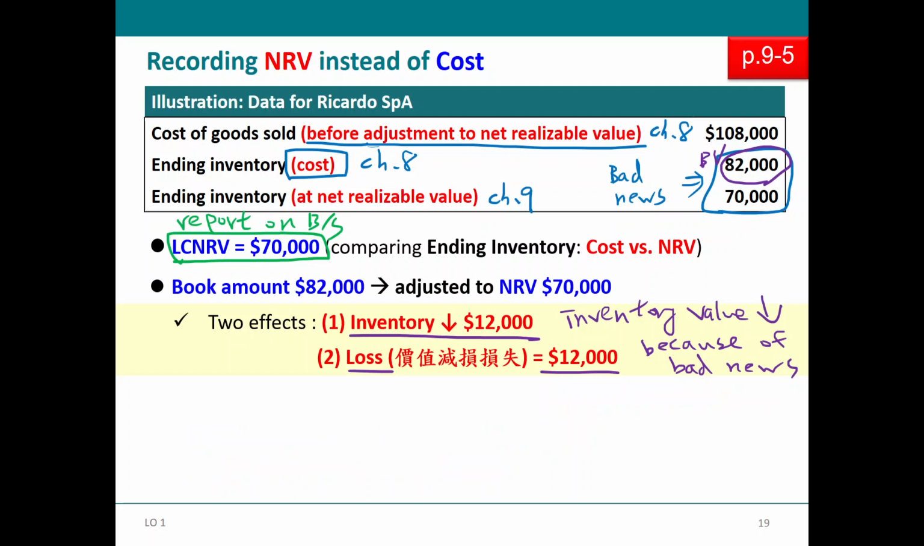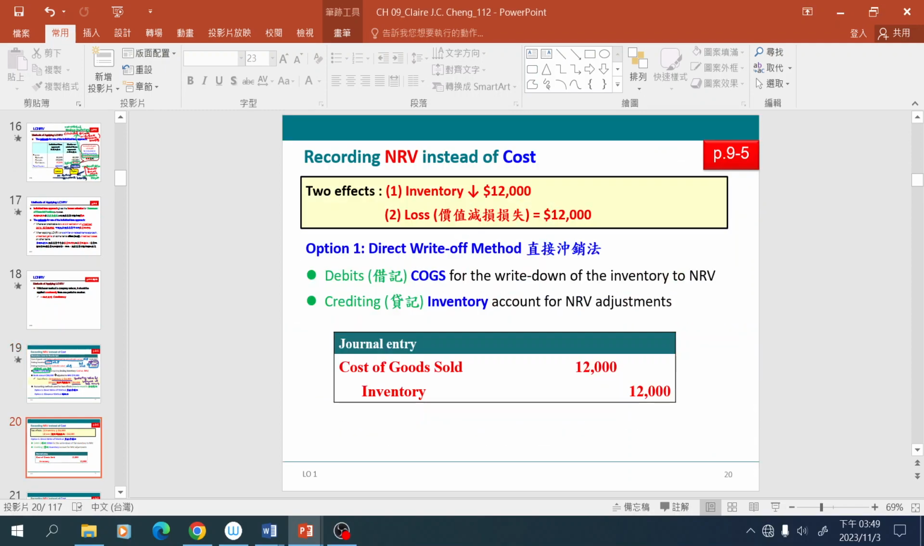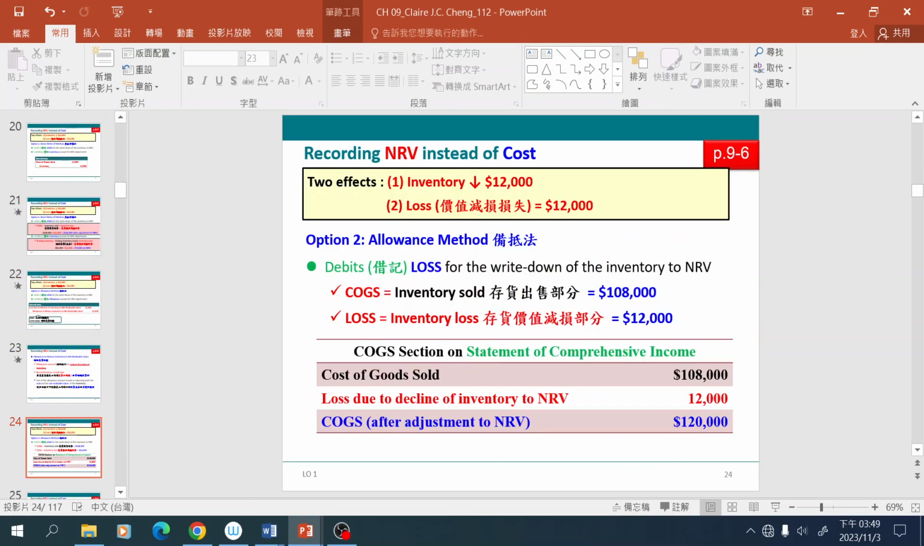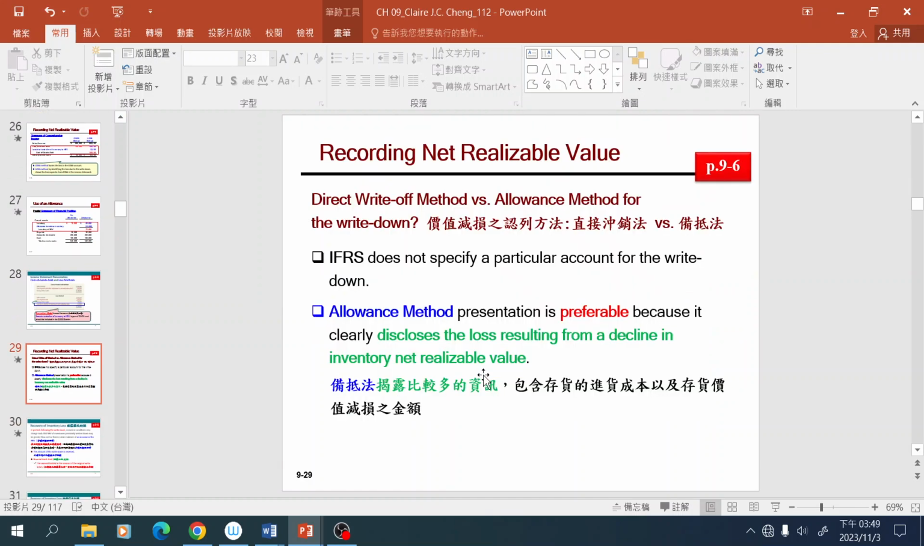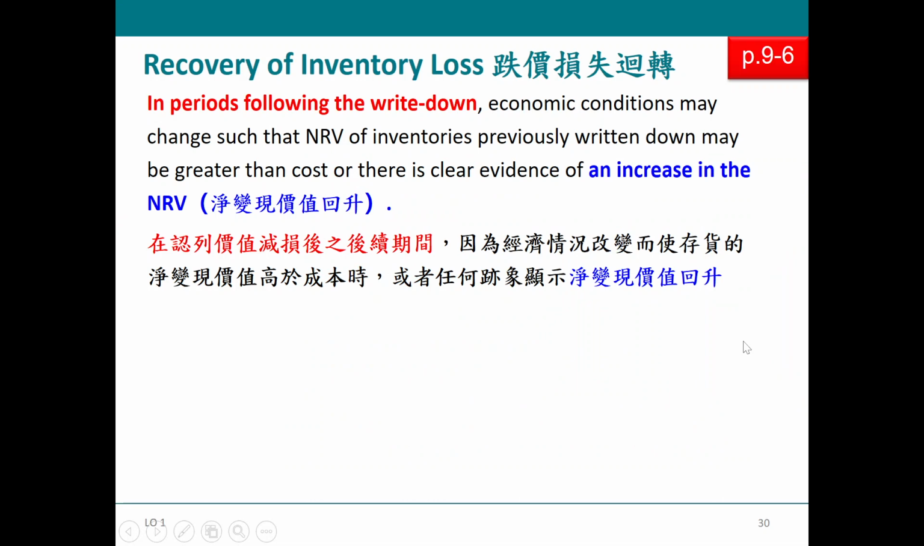So your value decreased $12,000. Okay? Then, what if after today you heard the bad news, right? But after today, you heard the good news. Then what should we do? We want to tell you, after today, if you heard some good news, then what should we do? So stop here and go to your slides on page 30.